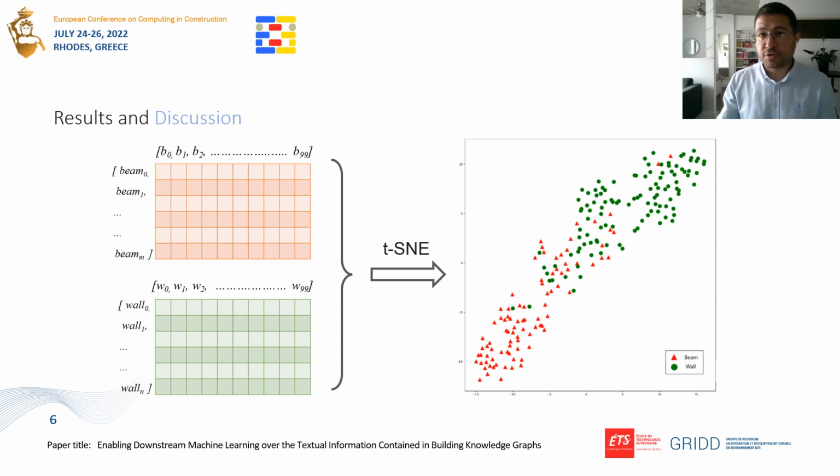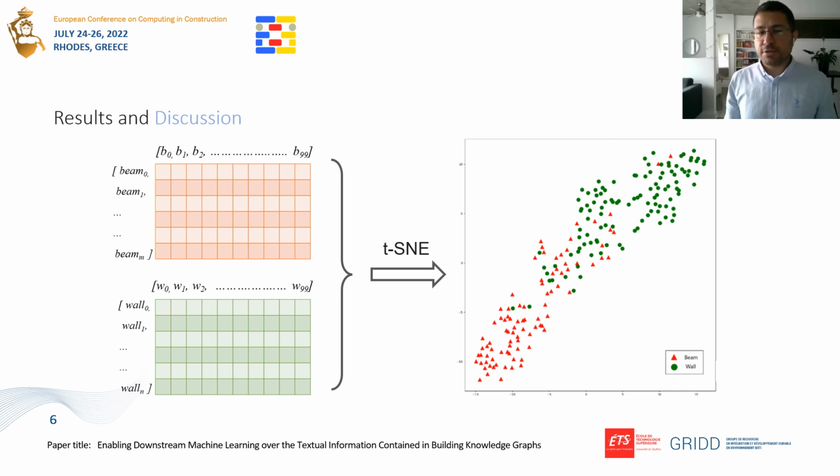close together in the feature space, we used the testing algorithm to learn 2D representations of the beam and wall embeddings. So here on the right side, we can see the final 2D representation of the generated embeddings. We can see that wall and beam elements are positioned in the upper and lower corners of the graph respectively. However, as we can see, we didn't end up with two perfect clusters of beam and wall classes. And for that, we came up with possible explanations.